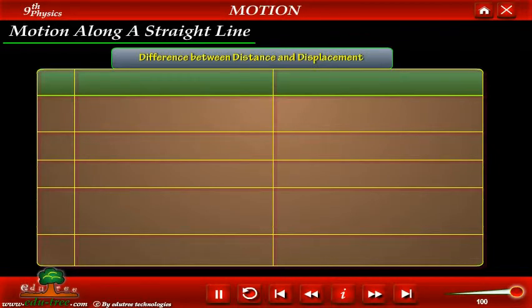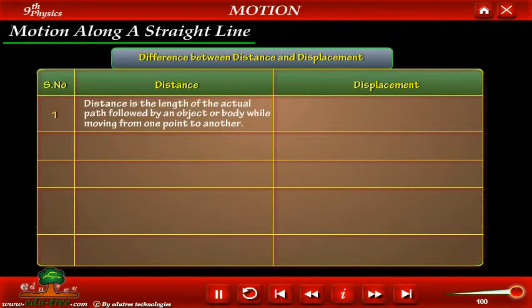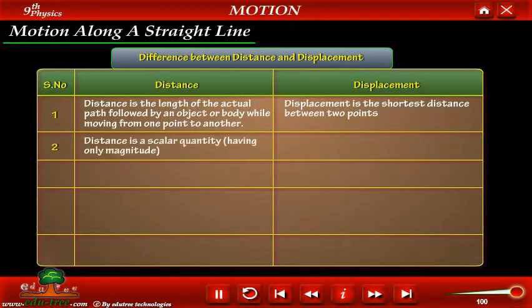Difference between distance and displacement. Distance is the length of the actual path followed by an object or body while moving from one point to another. Displacement is the shortest distance between two points. Distance is a scalar quantity, which has only magnitude. Displacement is a vector quantity, which has magnitude and direction.